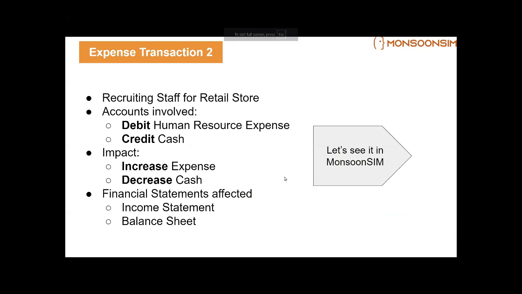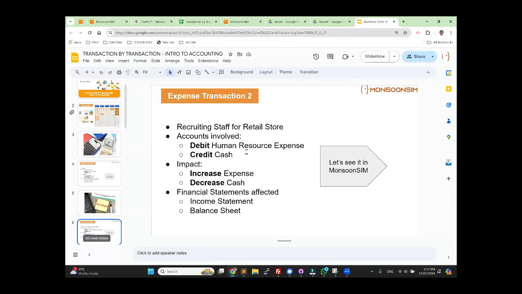Next, let's take a look at what's the next transaction, accounting wise: recruitment. Right. So when you recruit staff, same thing, right? It's also another expense. So the whole thing is the same. The debit human resource expense, credit cash increased, and so on. And these 2 financial statements will be affected.